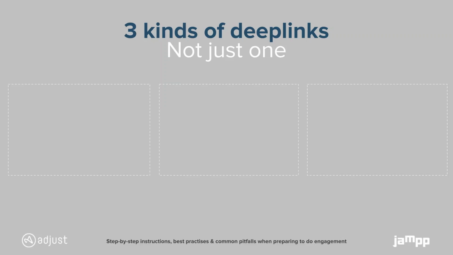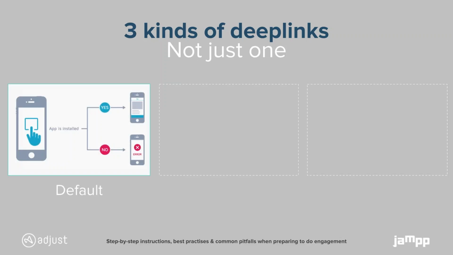But now there are many different kinds of deep links. The industry has defined 3 that we'll be talking about here. The first one we have is a default deep link. So default deep links are only going to redirect the user to an installed app. They're not going to go to the App Store at all. It's just going to direct you directly into the app. So you need to make sure that your users actually have the app installed before running this type of campaign.